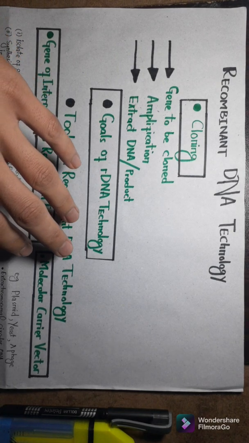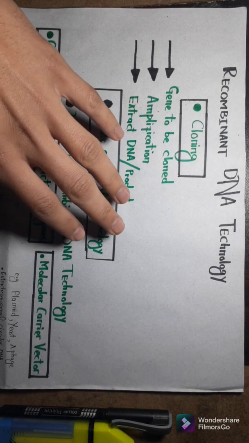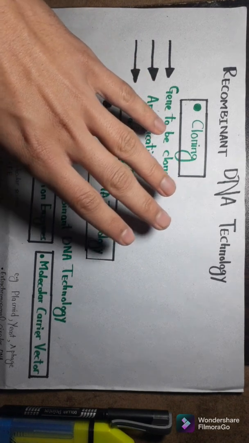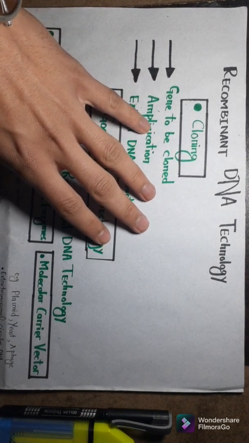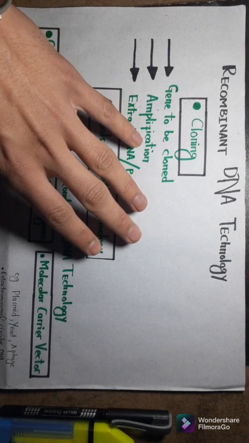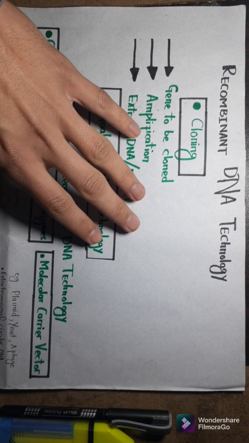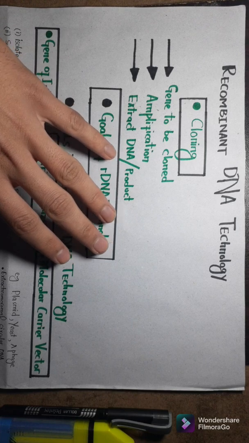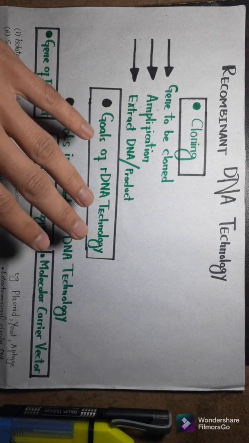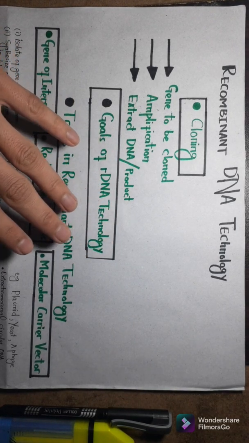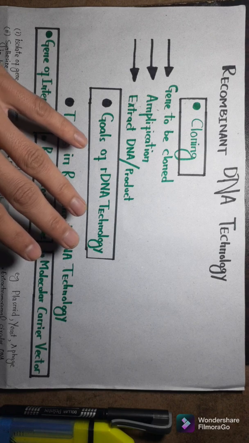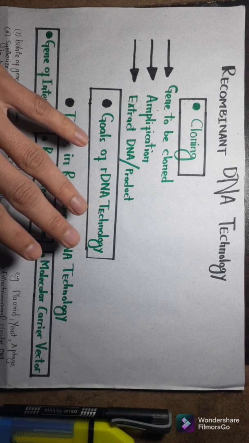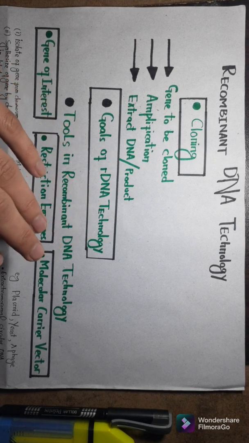Everyone, in this video we will talk about recombinant DNA technology. First of all, what is recombinant DNA technology? Recombinant DNA technology is actually about the problems which are related to the human genome. Whenever there is a problem in the human genome, the genetic engineer solves these problems through a technology which is known as recombinant DNA technology.